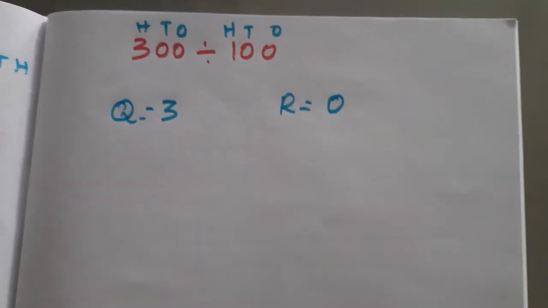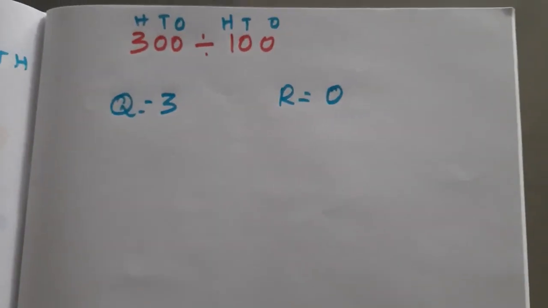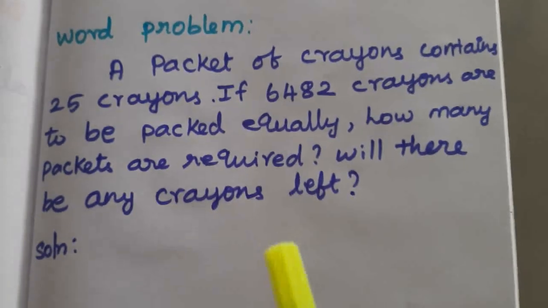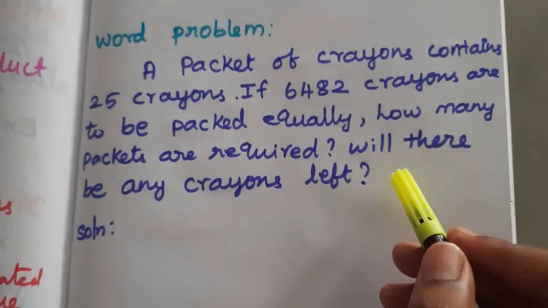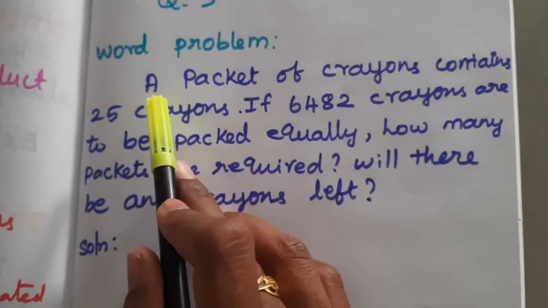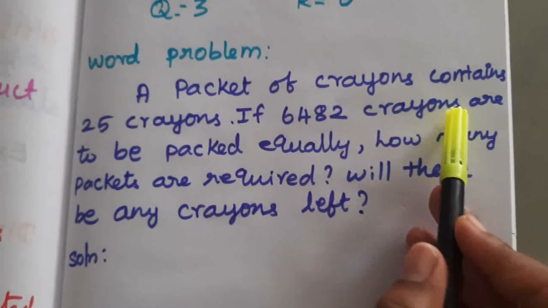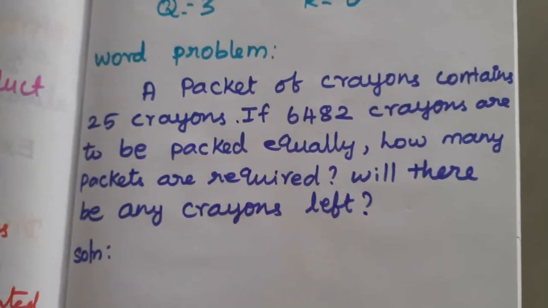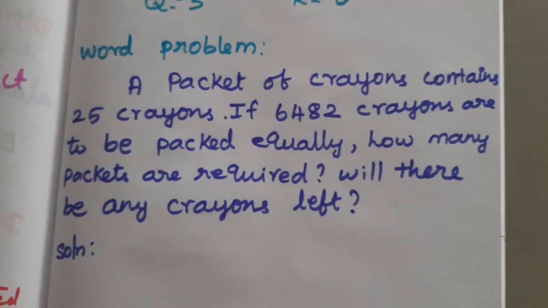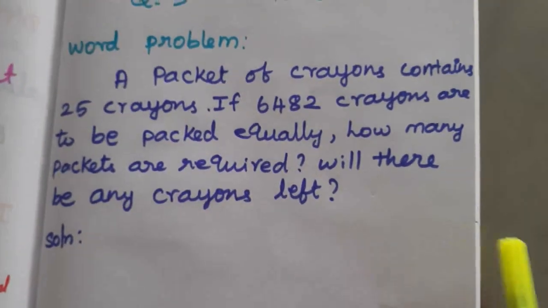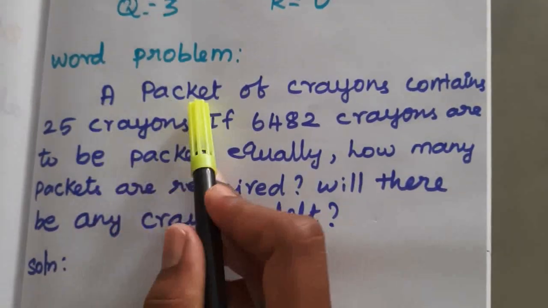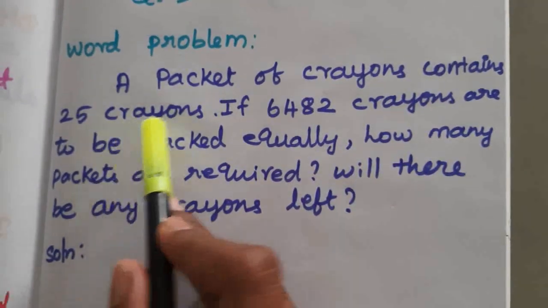Okay, now we understood. So the next topic is the word problem. In a word problem, the very important thing is, first you have to read the question 1 or 2 or 3 times. Listen, a packet of crayons contains 25 crayons. In the word problem, it is a very important thing. First you have to read the question 1 or 2 times. Okay. A packet of crayons contains 25 crayons.